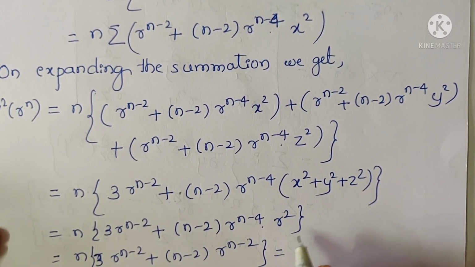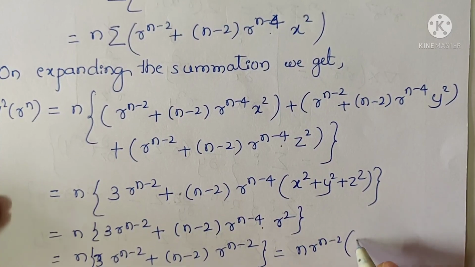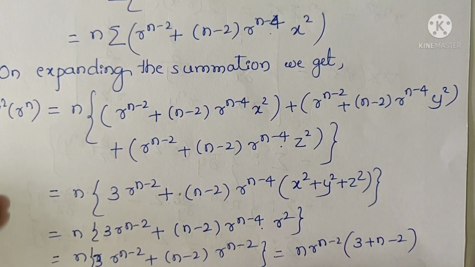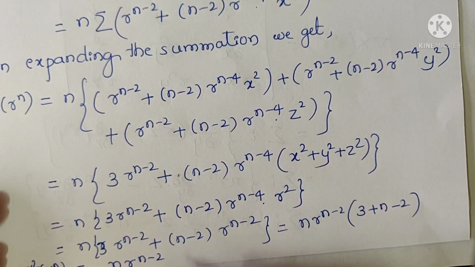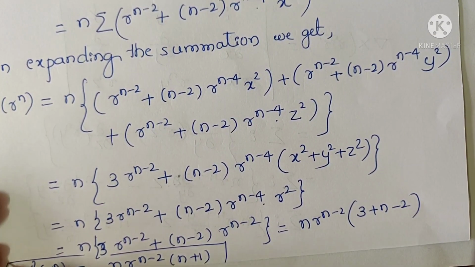So this is n into r raised to n minus 2 common. So 3 plus n minus 2, that is n plus 1. So del square r raised to n is equal to n into r raised to n minus 2 into n plus 1. This is the answer.